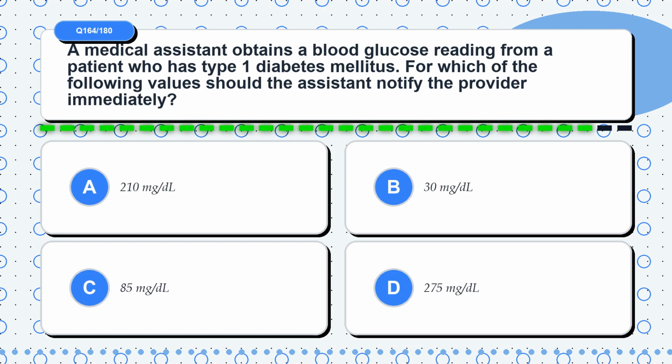Question 164. A medical assistant obtains a blood glucose reading from a patient who has type 1 diabetes mellitus. For which of the following values should the assistant notify the provider immediately? Here are the options. Option A, 210 mg/dL. Option B, 30 mg/dL. Option C, 85 mg/dL. Option D, 275 mg/dL.